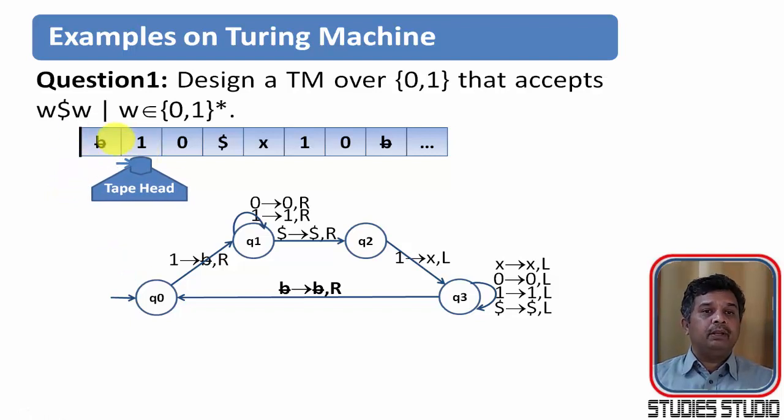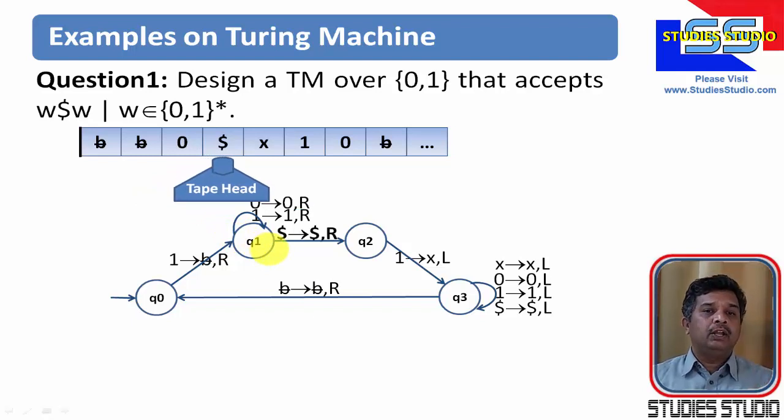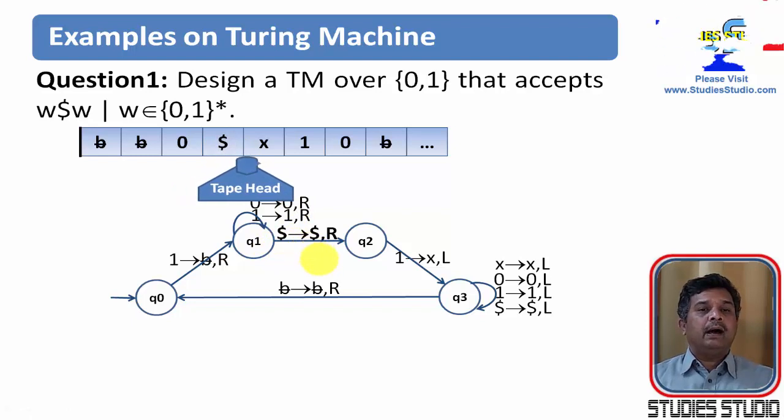Now I am getting the next symbol of the first string. I am at state Q0. I am getting input symbol 1 and I'll write blank onto the tape and again the same path I am going to follow. The next symbol that I am getting is 0. I'll write 0 onto the tape and I'll move right. The next symbol that I am getting is dollar. Dollar I'll write onto the tape and then I'll move right.